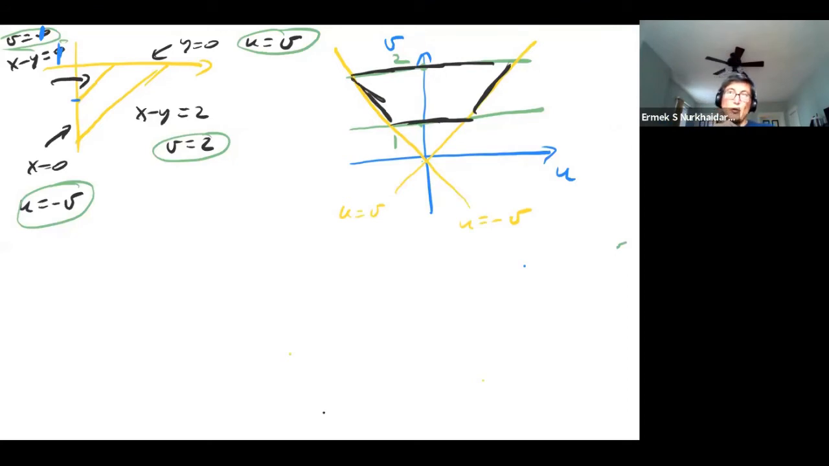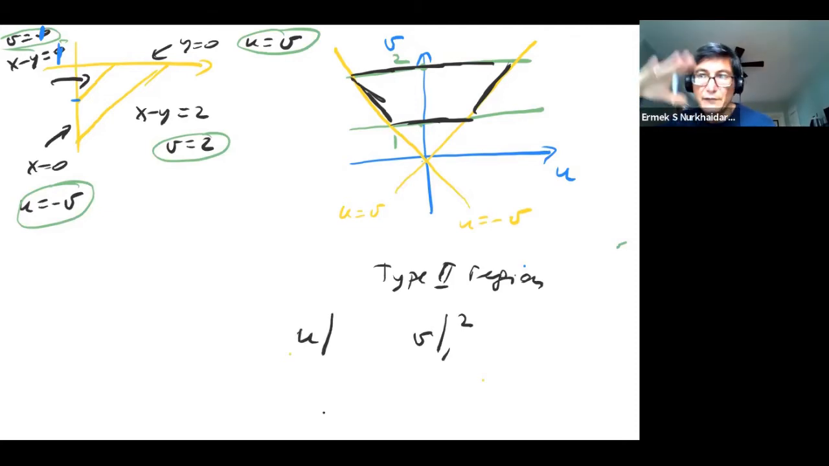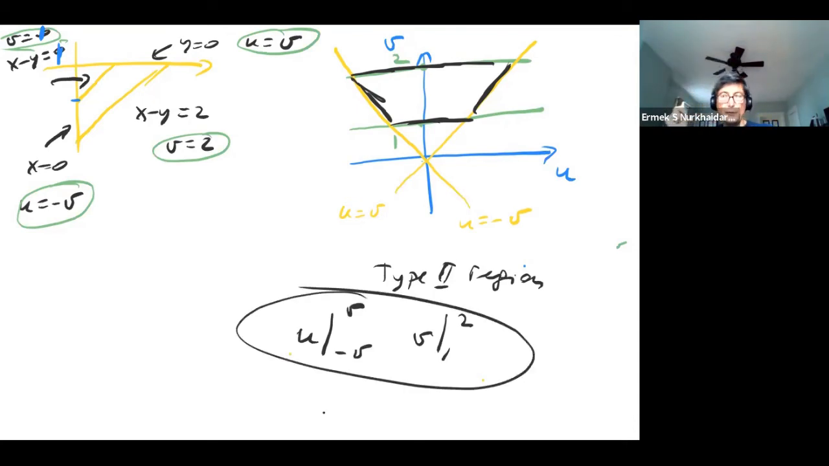And if you look at this region, that is your type 2 region because you want to go left to right, left to right, left to right. So type 2 region. So we clearly see that v on the outside will be changing from 1 to 2, and u will be changing from left, which is negative v, to right, which is v. So it's the limit form of integration.